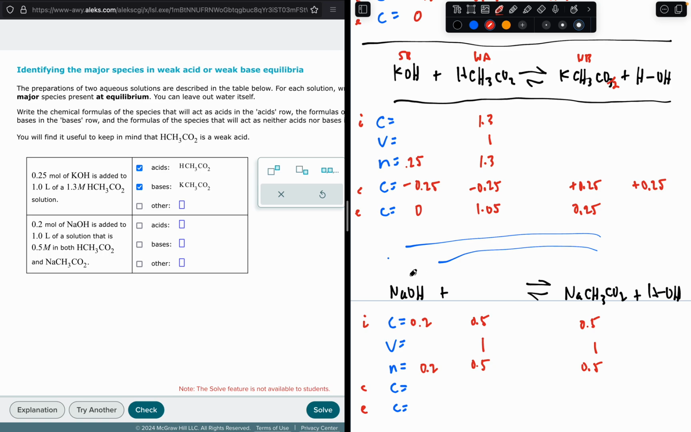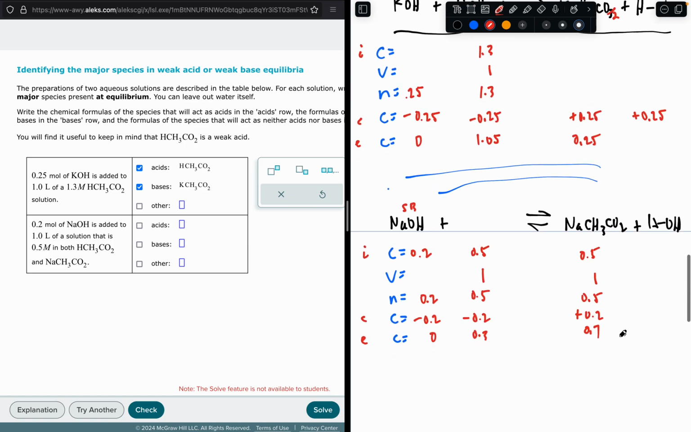All right, so since this is a strong base, it's going to all react if it can, and it can, right? Because there's enough of that. Right? You get what's going on here? Yeah. If I'm consuming it over here, it's got to be showing up over here.